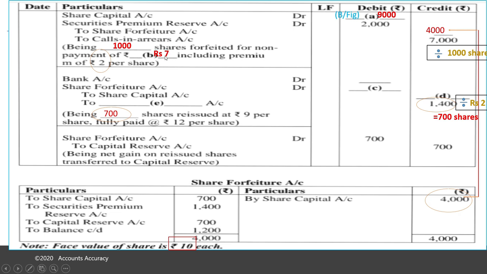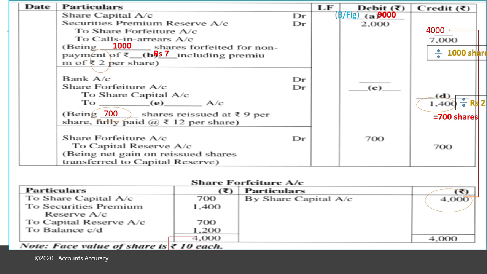How do we calculate it? How will we get to know? Just see. 1,000 shares have been forfeited and the calls in arrear value of 7,000 has been given. So if you divide 7,000 by 1,000 shares, that means 7, because of the non-payment of rupees 7 per share, 1,000 shares got forfeited. So this is how your first part will be completed.